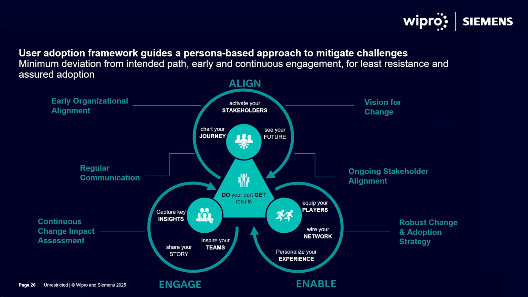Moving to the next important element of success, organizational change management, an area that needs utmost focus right from the start of the program and is very important for successful adoption of the new processes and systems. The whole change and adoption strategy should be focused on a persona based approach that focuses on change adoption and managing any resistance to change. This needs what we call an A2E approach, basically align, enable and engage.